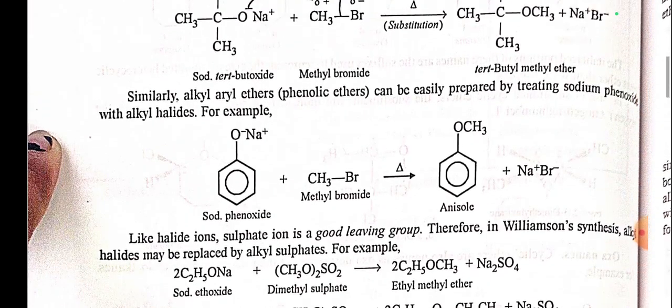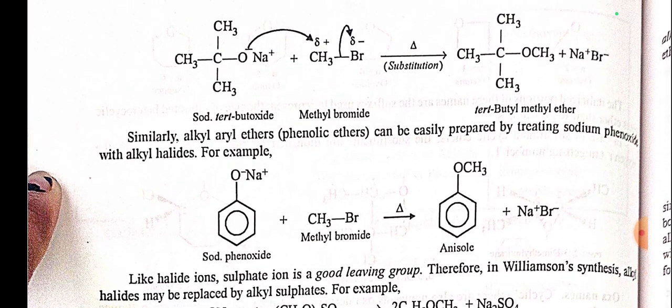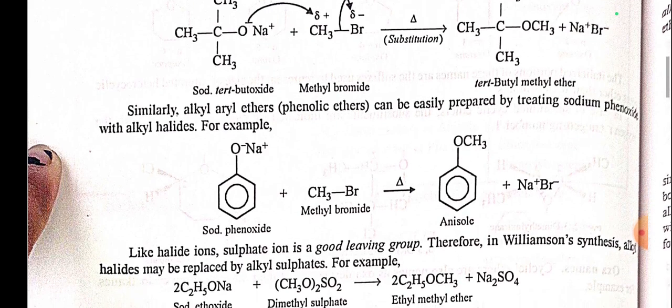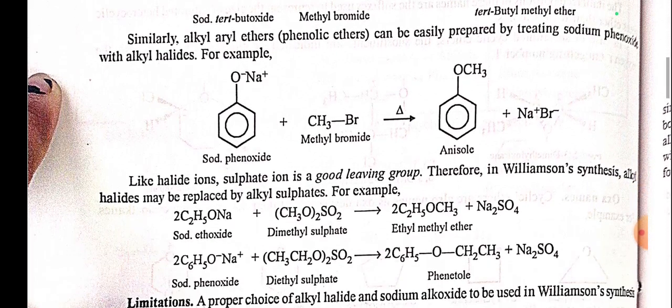Similarly, alkyl aryl ethers, phenolic ethers can be easily prepared by treating sodium phenoxide with alkyl halide. For example, sodium phenoxide plus methyl bromide on heating gives anisole plus NaBr. Like halide ion, sulfate ion is a good leaving group.